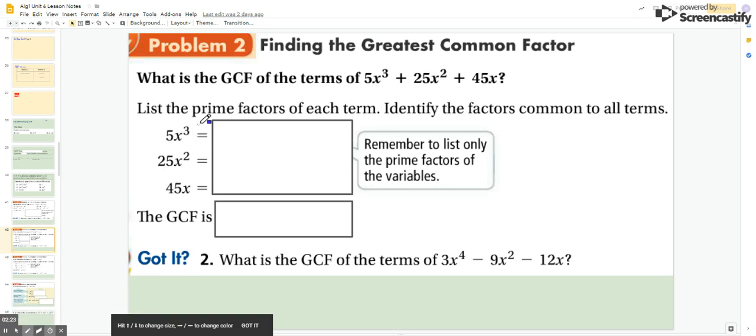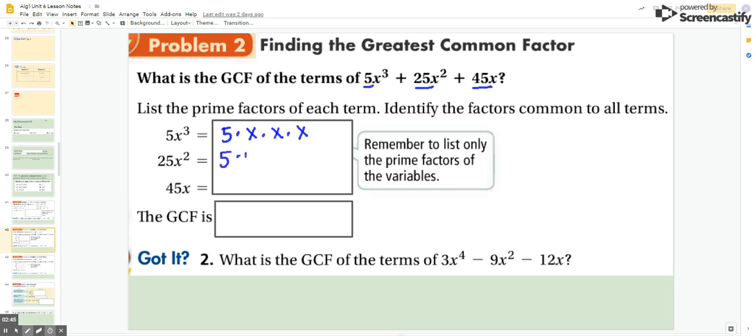So let's try to do this. Let's list the prime factors of each term. This is what we can do. You may use the cake method for 5, 25, and 45, or you can list the prime factors of each term and identify the greatest common factor. So I'm going to put 5 and x and x and x. We're doing prime factorization here. And we have 5, how many x? 2. And we have 5 and 3 and 3 and x. So now we need to find the common factor in here and here and here.